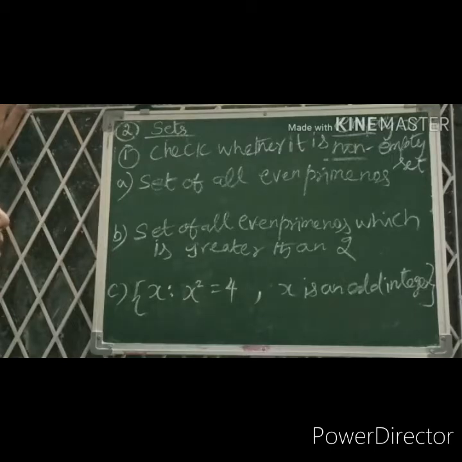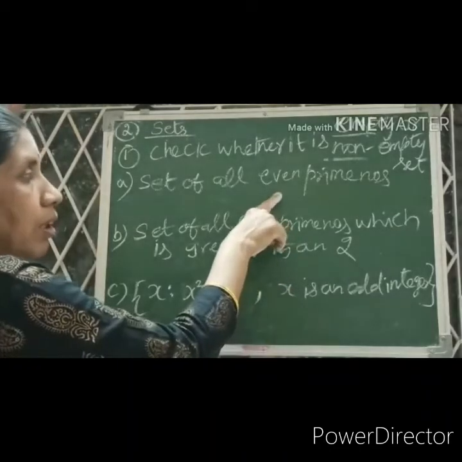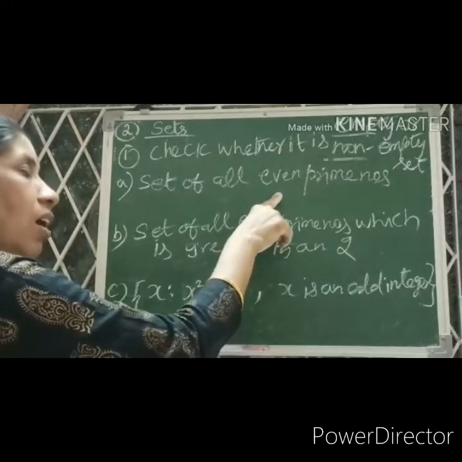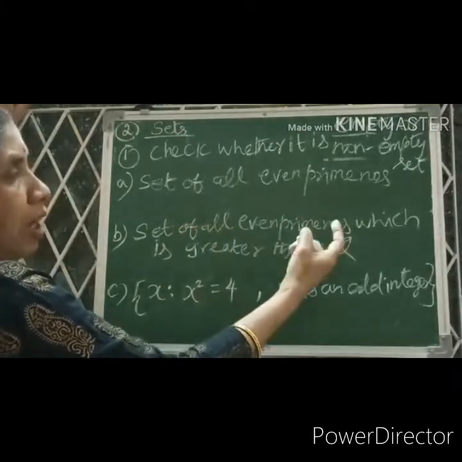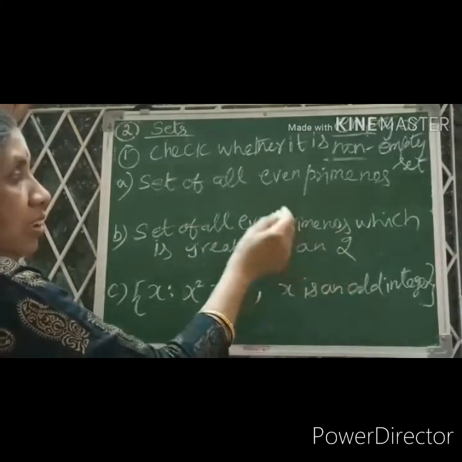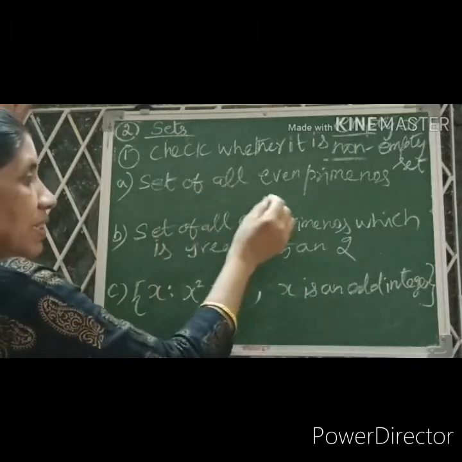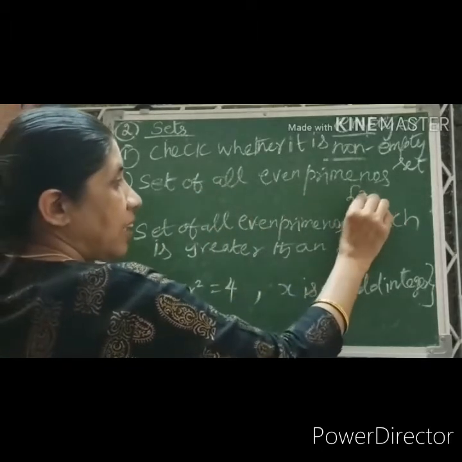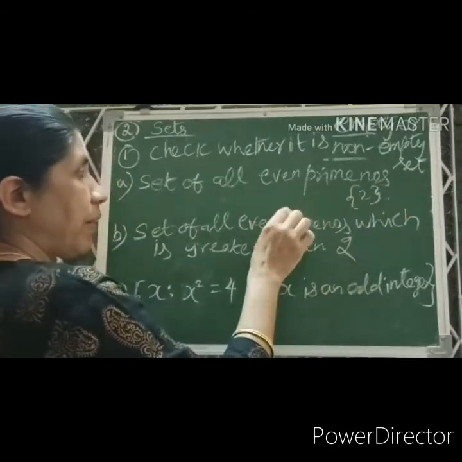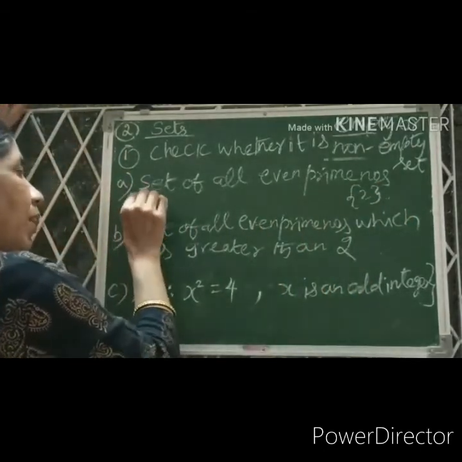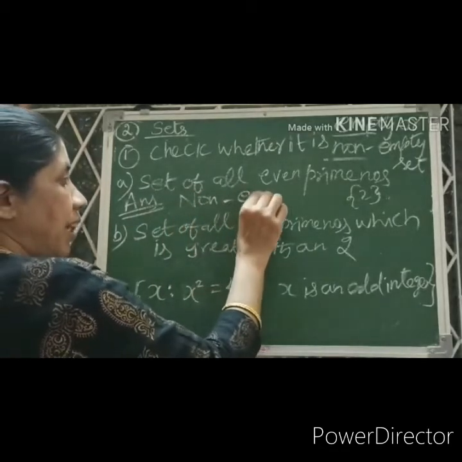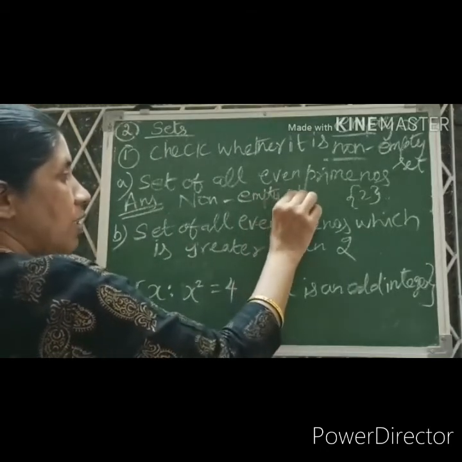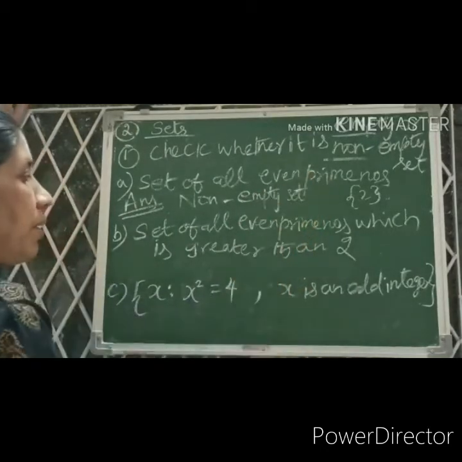What is meant by prime number? Prime numbers start from 2, 3, 5 onwards. 2 is the only even prime number. Remaining all, you will get odd numbers only. So tell me whether it is an empty or non-empty set. It is a non-empty set, because the answer is 2. The set has the element. So the answer you will write for this is: it is a non-empty set. The set contains one element, so it is non-empty.